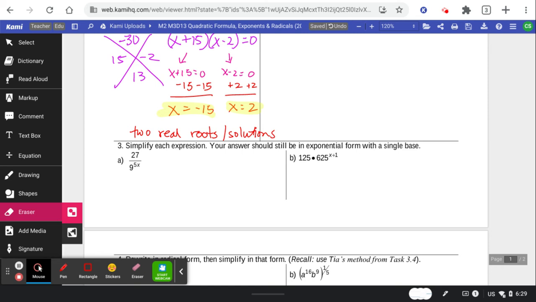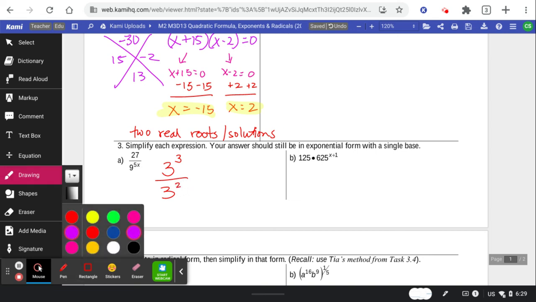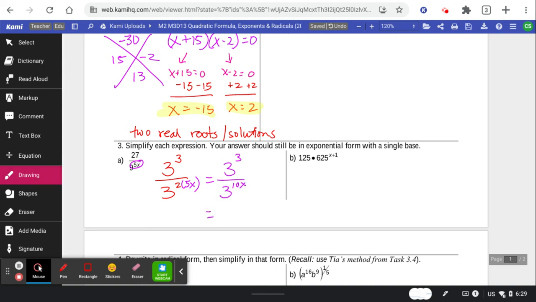All right, the bottom one. 27 can be rewritten as a base of 3, 3 to the third, and 9 can be rewritten as a base of 3, 3 squared. But there's a little tiny 5x right here. Don't forget about that. So this becomes 3 to the third over 3 to the 10x. And my final simplified answer becomes 3 to the power of 3 minus 10x.